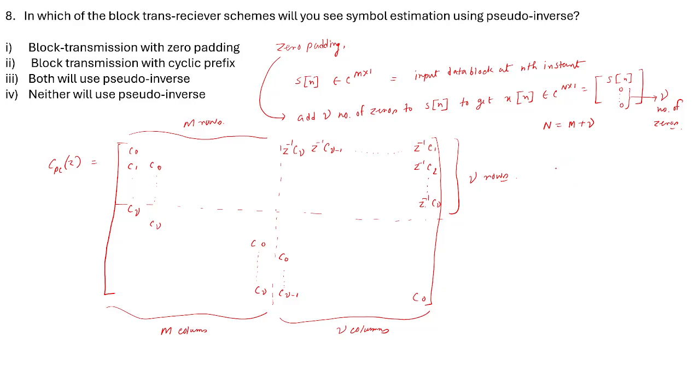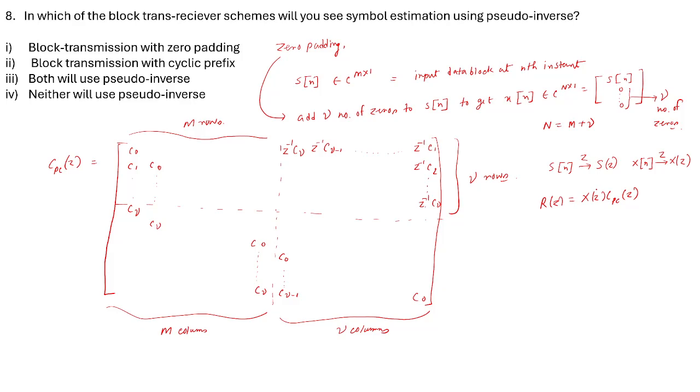So if I take the Z transform of Sn, we get S of Z, and similarly for Xn, which is transmitted through the channel, we get X of Z, correct? So at the receiver side we get R of Z is equal to X of Z times C PC of Z, the pseudo circulant matrix in Z.